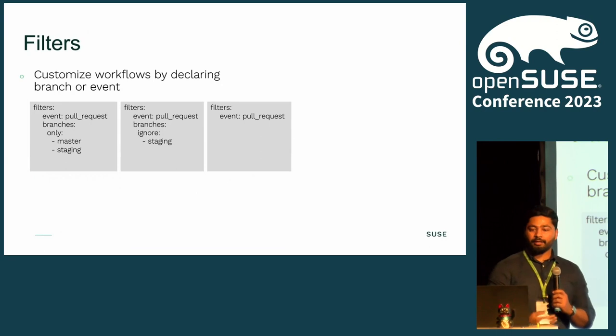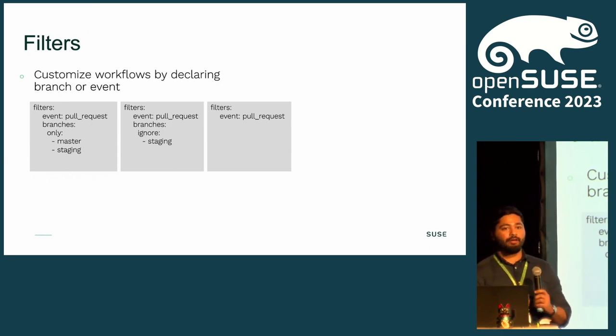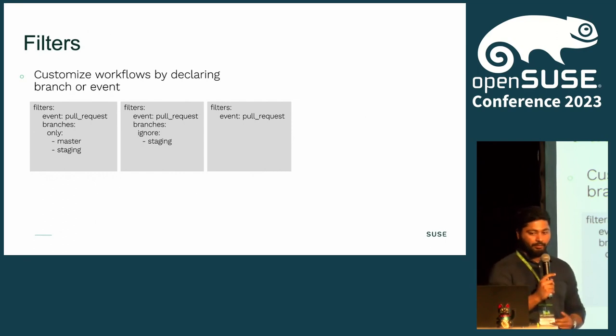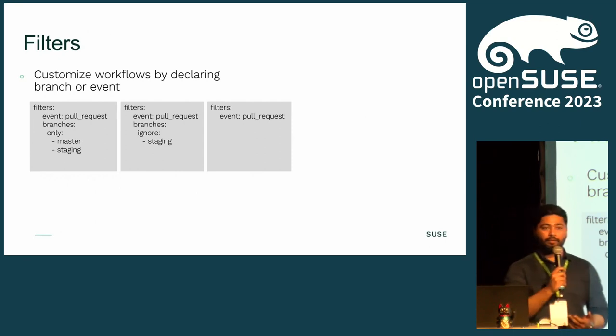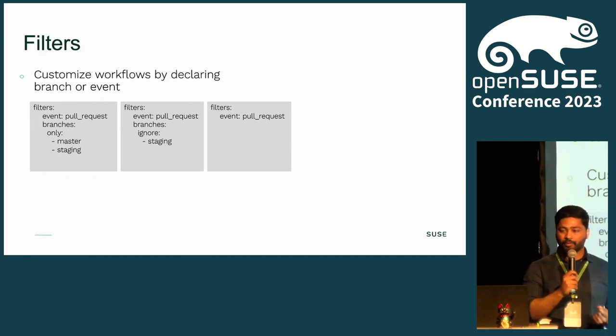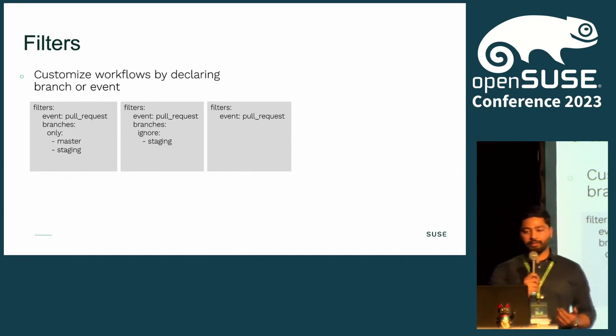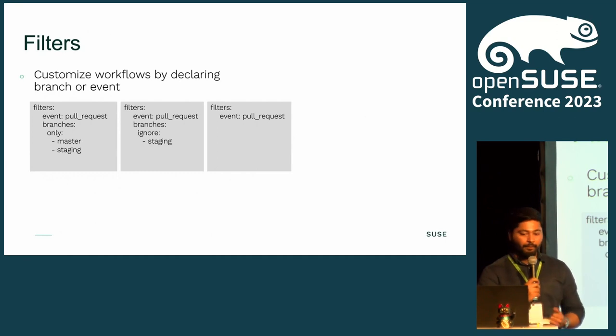We can also take advantage of filters as well. Workflow not only supports these steps, but we can tell a workflow what filters we need to look for. For example, right now, a workflow in OBS supports two types of filters. The first one is branch or the event. In the branch, we can specify exactly for which branch we should run a workflow. And then we can also specify which branch we can ignore.